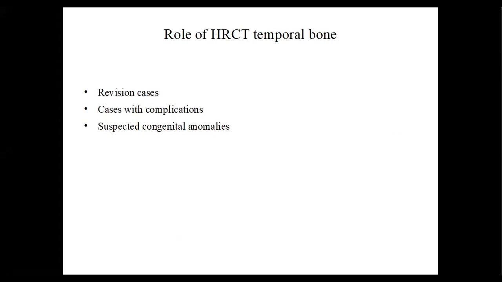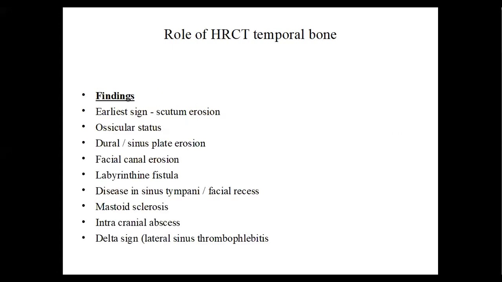So in clear-cut cases, when you have good findings otoscopically or otomicroscopically, you need not have CT in all the cases. Okay. So what are the findings you can expect in CT temporal bone? Better you know. First and foremost, the earliest sign is the scutal erosion. So damage to the scutum is one of the earliest signs.